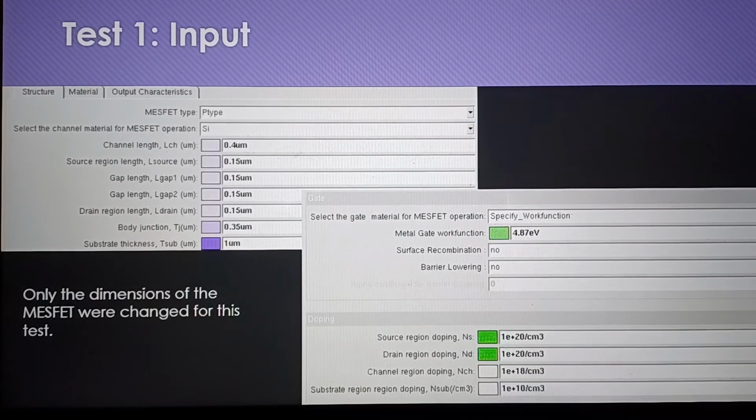Now on to my test 1. For test 1, I only wanted to change the dimensions of the device. I didn't want to touch the doping levels, so I just wanted to see what happens. I also changed the MESFET type to P-type to see what would happen as well. So obviously the MESFET type is now P-type. The channel material for MESFET operation is silicon. Channel length is now 0.4 micrometers. Source region length, gap length 1, gap length 2, and drain region length are now 0.15 micrometers. Body junction is 0.35 micrometers, and substrate thickness is 1 micrometer.